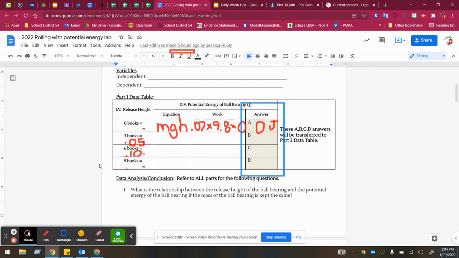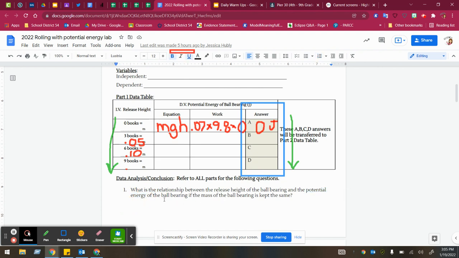Once you are done with all of your data, take a look at the results. As we went from 0 to 9 books, did we increase that height or decrease that height? And then what did that do to the potential energy? Did it increase it or decrease it? The last thing that you need to do is complete the relationship between the height, your independent variable, and the potential energy, your dependent variable.